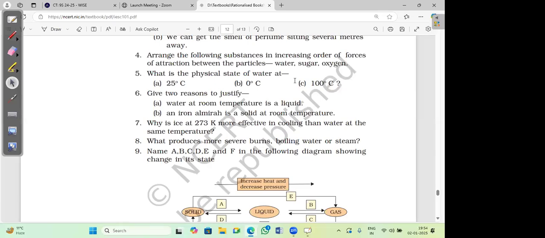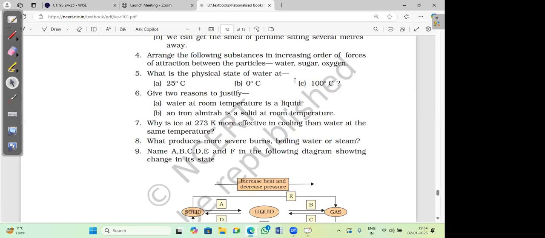Now, an iron almirah is solid at room temperature, sir, because it has definite shape and size. Or you can say that the melting point of iron is very high. That is why an iron almirah is solid at room temperature. Yes, sir. Okay. All right. The next one.